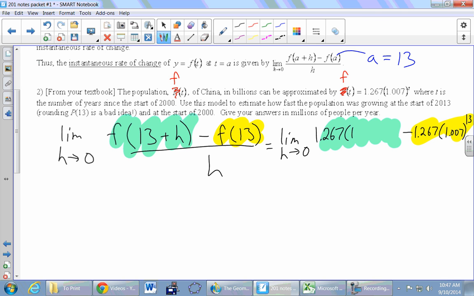1.267, 1.007 to the 13 plus h. Questions on that? Okay, and then the whole thing is still divided by what? h.